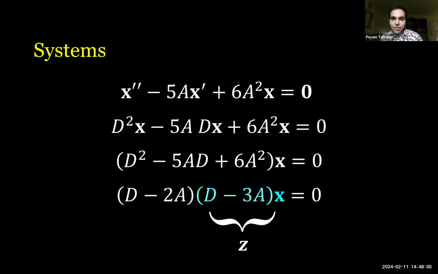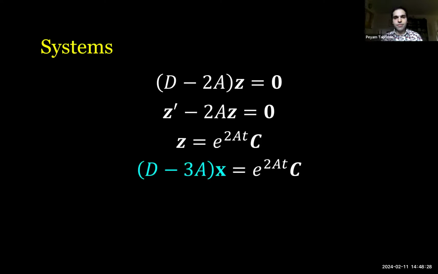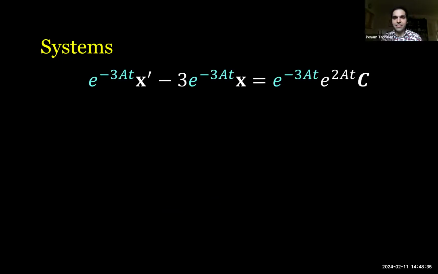Once again, you let this be z, and we get a first order ODE, which is quite cool because before we had scalar exponentials, but remember for matrices, we have matrix exponentials. So we can still deal with it the same way. So e to the 2At c. And once again, just apply integrating factors again. So x prime minus 3Ax is this.